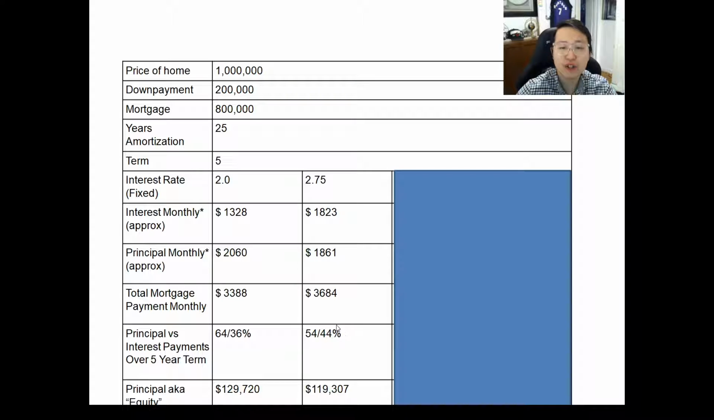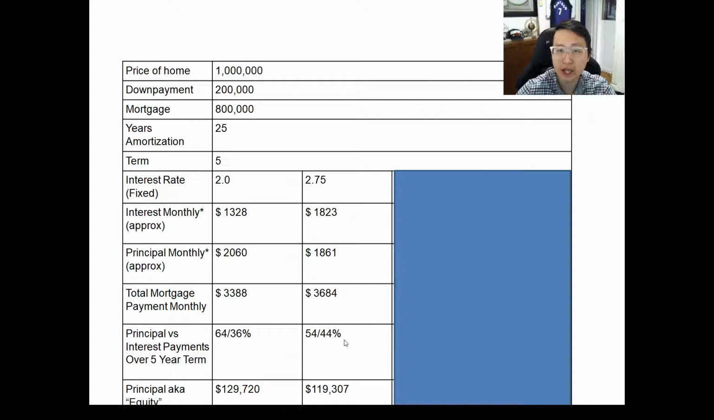Now, over a 5-year term, you add up all these monthly mortgage payments, and then you figure out how much principal you paid. You've paid about 54% of that in principal and 44% of that in interest, which accumulates you a total of about $120,000 paid towards your principal, aka your equity. So you can see that an interest rate that increases 0.75 does change the balance between principal and interest payments over a 5-year term, or after the 5 years are up.